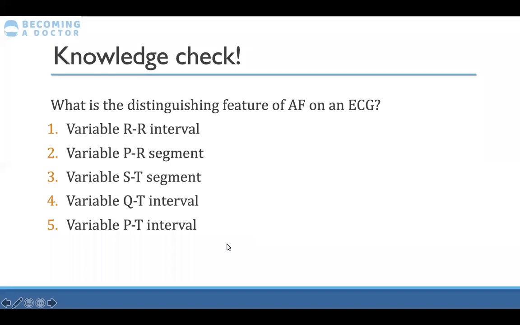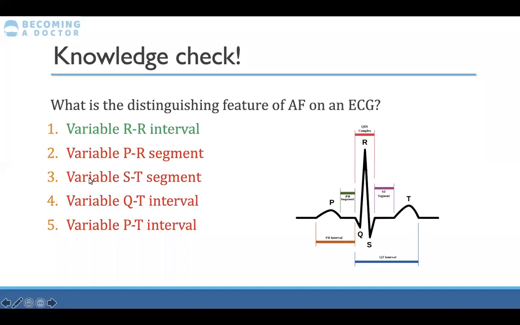Cool. So we will share the results. And yep, 75% of you got that correct. So absolutely, it's the RR interval. This is the time elapsed between two successive R waves of your QRS signal, and that's going to be telling us about the heart rate variability. A variable RR interval is one of the distinguishing features of AF on an ECG trace.